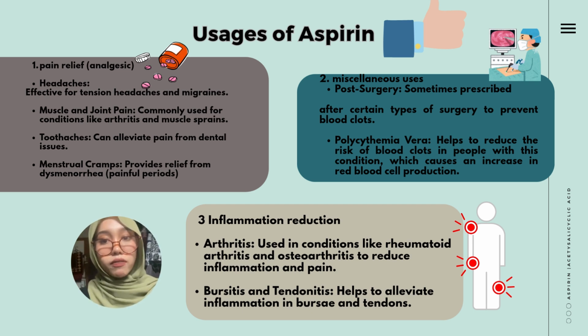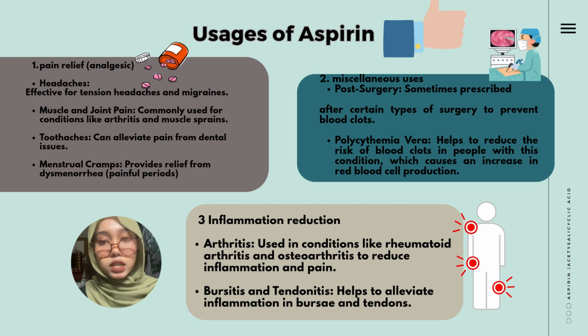Aside from the pain relief, aspirin also has some miscellaneous uses. For example, it's sometimes given after surgery to help prevent blood clots. And in people with polycythemia vera, a condition where the body makes too many red blood cells, aspirin helps lower the risk of clotting. Another major use is for inflammation reduction.